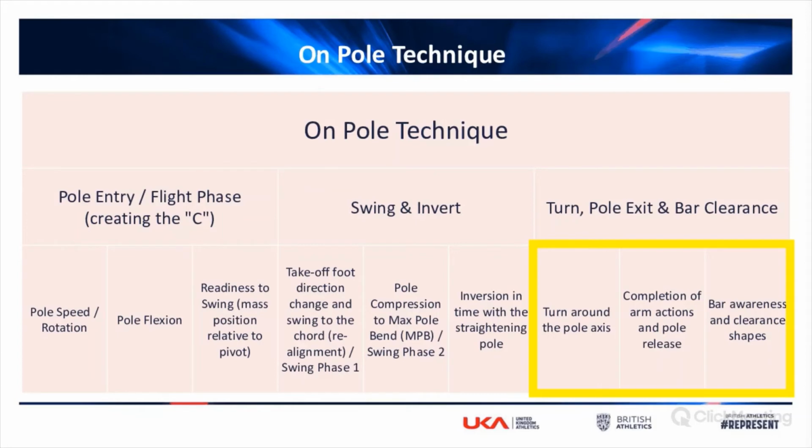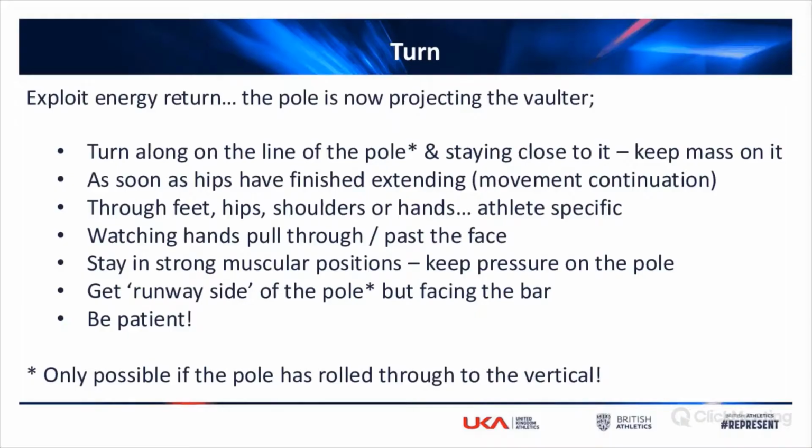Anyway, that's the swing and the invert. Hopefully that gives a flavor of my thoughts around what we're looking for in terms of creating a great swing through the bottom and then rolling up into invert through the top of the jump. Then we move on seamlessly into the turn, pole exit, and bar clearance, which again is broken down into 3 components.